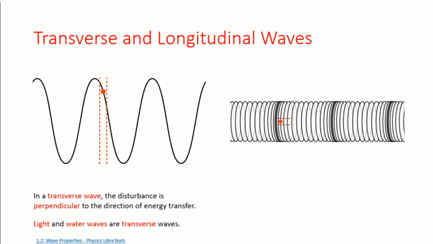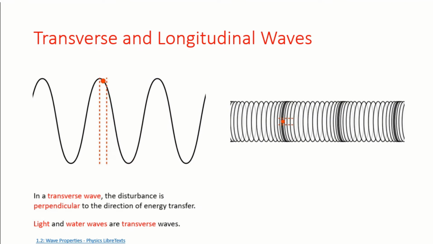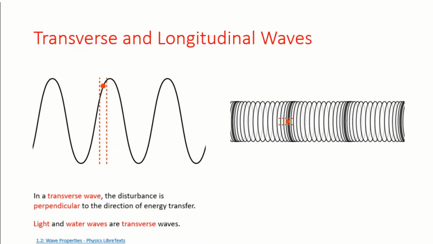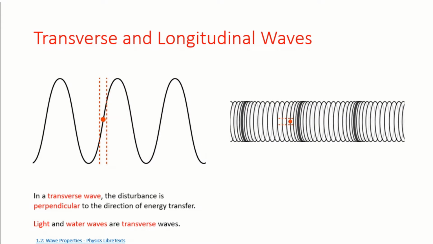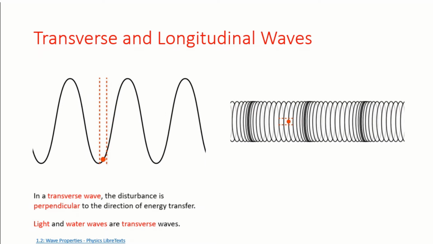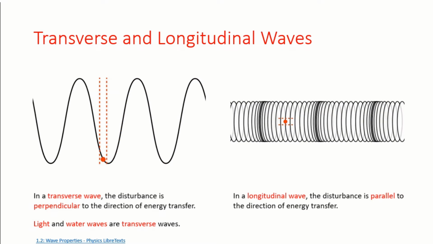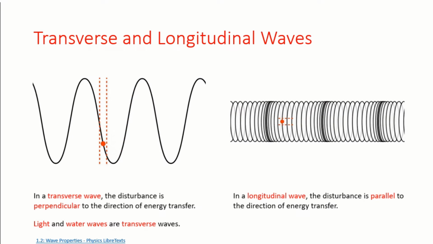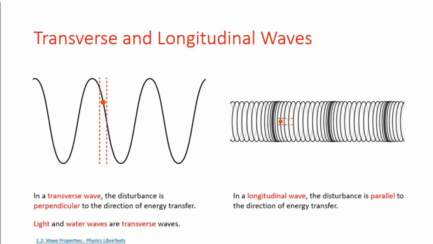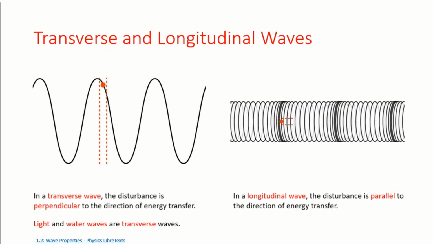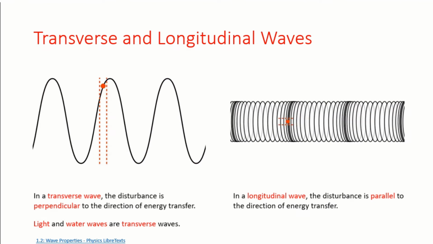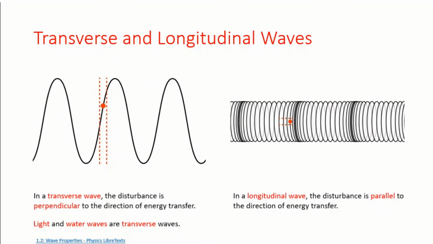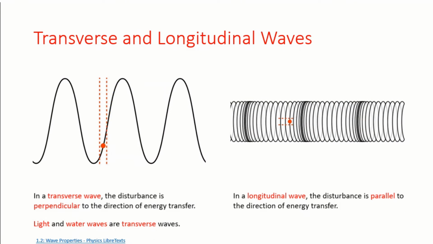If you've taken a second to think about that, you can see there that the particle is moving left and right, but the disturbance itself is also moving from left to right. So this is different to our transverse wave. In a longitudinal wave, the disturbance is parallel to the direction of energy transfer. In other words, my particle shakes left and right, and the wave moves from left to right. In this case, there's only one particular direction it can be going in, left and right.